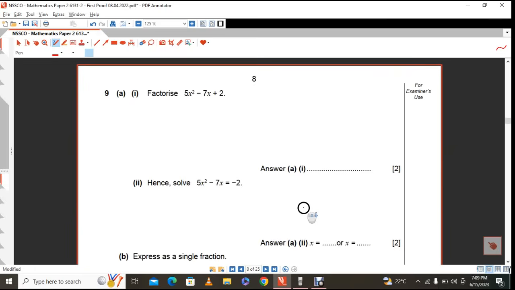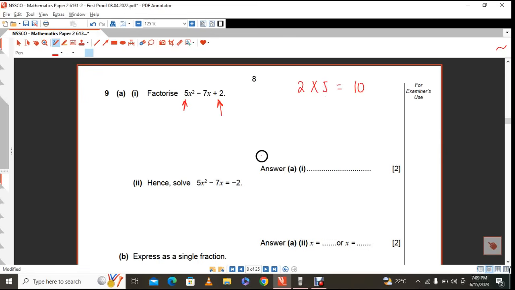All right, question 9, you have to factorize. It is not an equation. Please don't solve this. The equation part comes at part 2. Very important that you understand this. So we have got that quadratic trinomial that needs to be factorized. So you look for two numbers. When you multiply them together, those numbers should give you 10. And if you add them, they should give you negative 7.